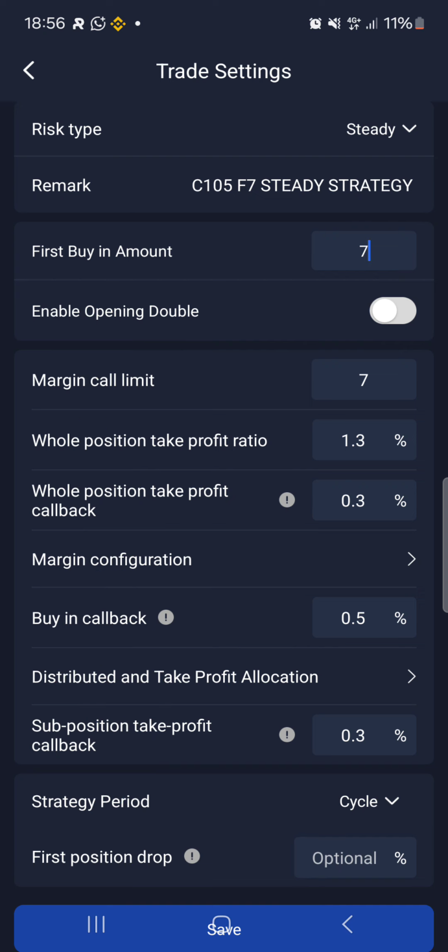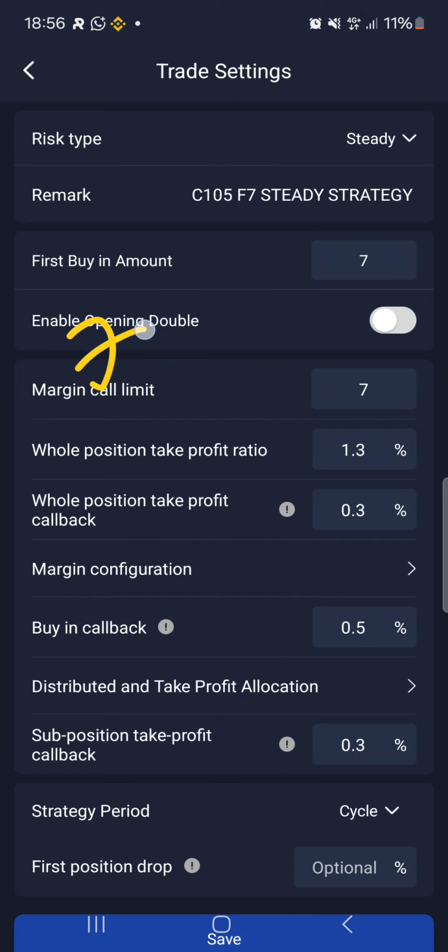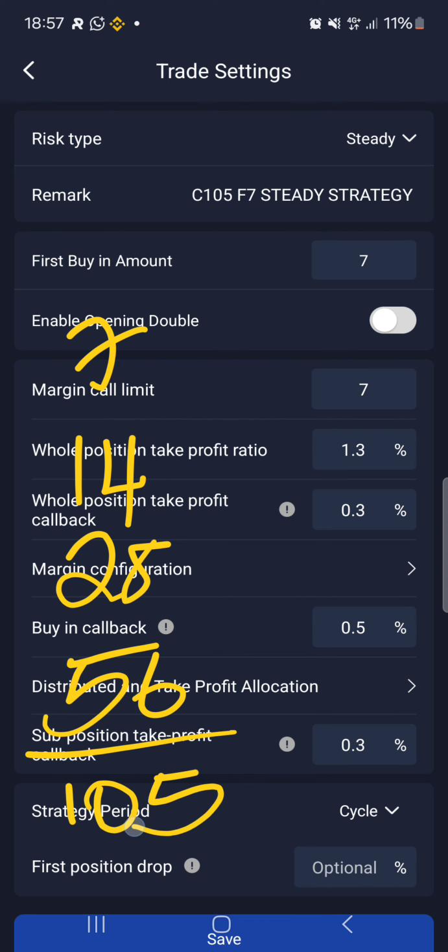You see this clearly. So in that case, we have 7, 14, 28, it keeps doubling, and then 56. And that totals up to my $105 as total capital. So it means it will open 1, 2, 3, 4 positions.